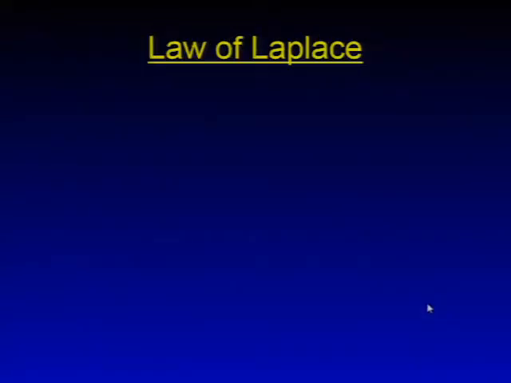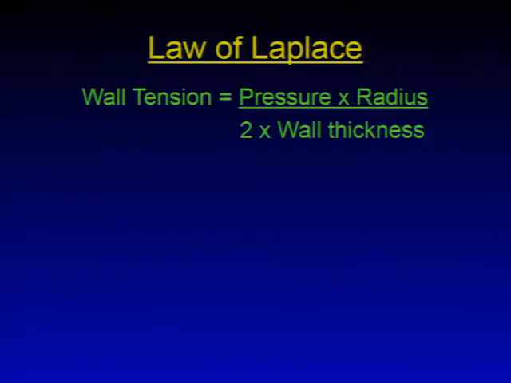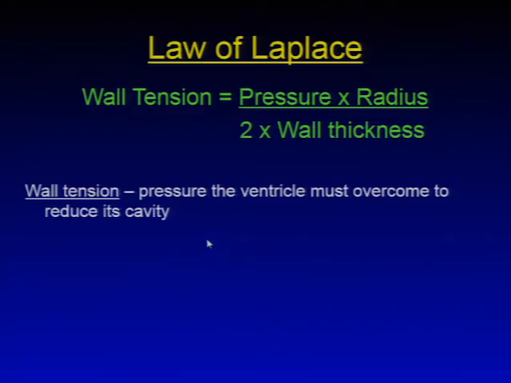So I mentioned that afterload is the tension against which the heart must contract. Well, the wall tension that's generated within the ventricle can be described by the law of Laplace. But the interesting thing also is that wall tension is a very high oxygen demand state. As wall tension increases, the ventricle must consume more oxygen to contract. And by the law of Laplace, wall tension is proportional to the pressure within the ventricle as well as the radius. As radius increases, wall tension increases as well.